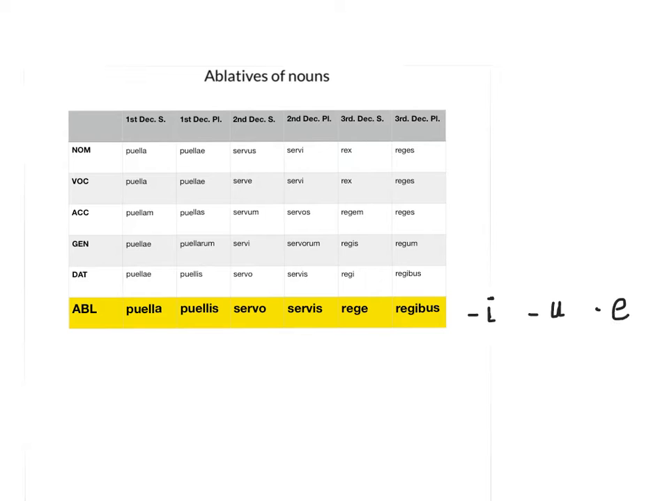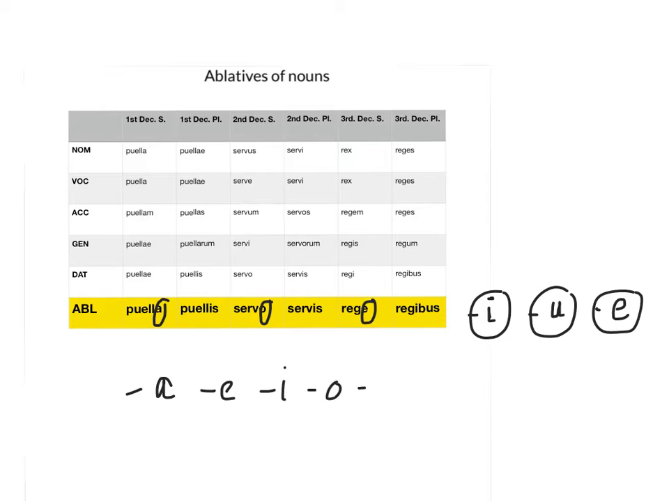in e. Now, if we take all these together and pick out all the singular ablative endings, a, o, e, i, u, we've already seen e, and that means that the noun ablative endings in the singular are always a single vowel, a, e, i, o or u. Never two vowels, never ever a consonant, they always end in a single vowel. So those are the singular ablative endings for nouns.